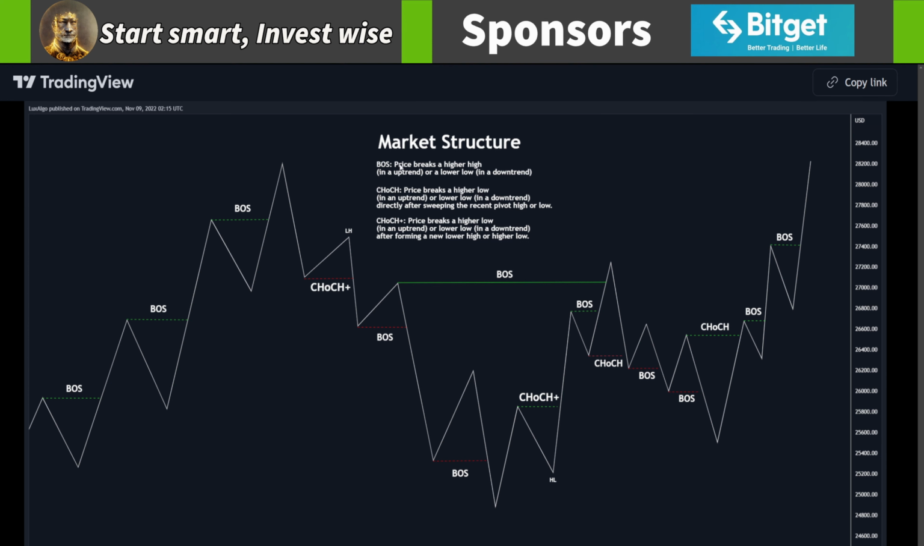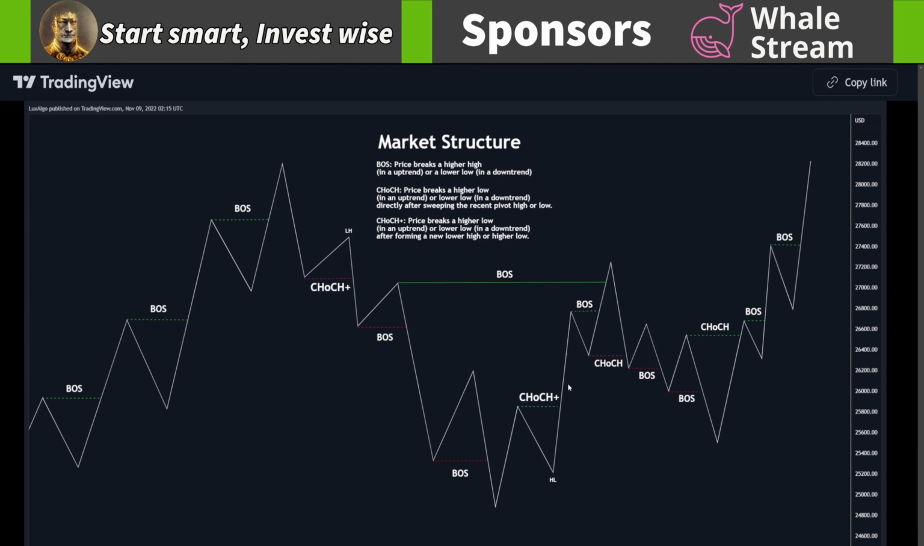BOS stands for break of structure. This is when the price breaks a higher high in an uptrend or a lower low in a downtrend. It's just confirming the trend is continuing to go higher, okay? It does not mean to double down or keep buying. It just means the trend is continuing to go higher.